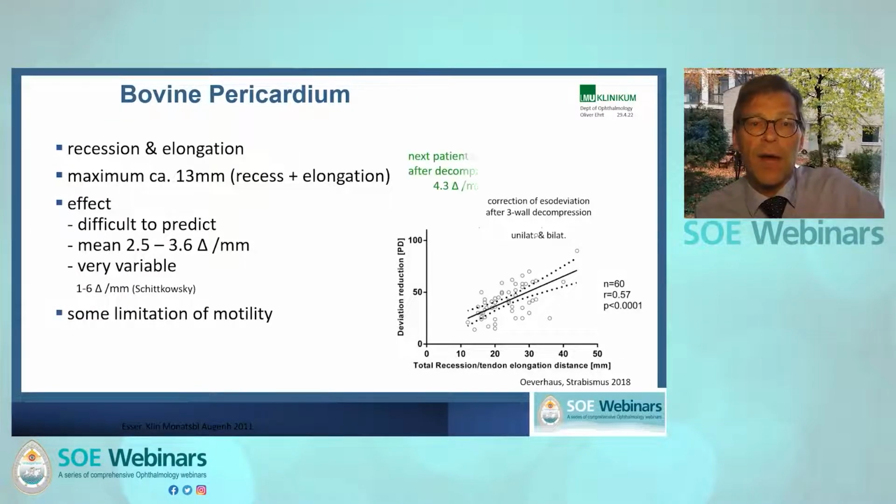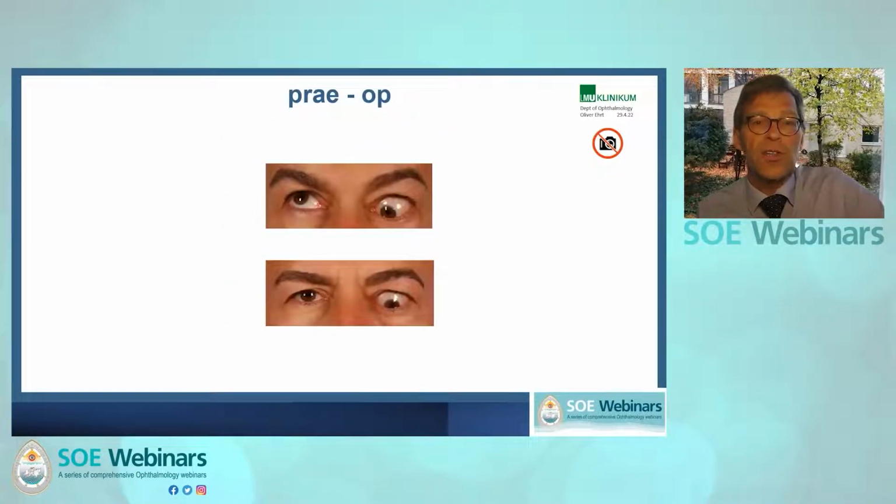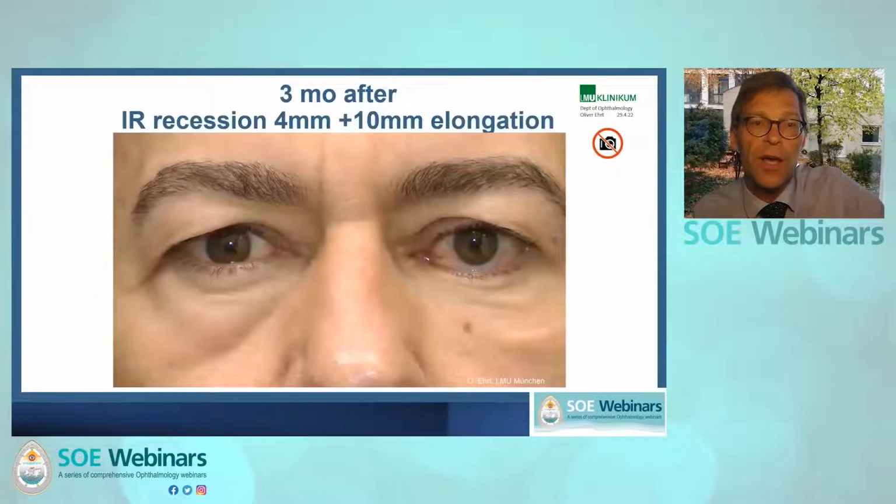And I will present a patient which I operated, a patient with Graves' disease who has a severe limitation of elevation of the left eye. So this is in primary position and up gaze. In side gaze, you see especially the limitation of elevation in abduction, typical of Graves' disease. So what I did in this patient was an inferior rectus recession of 4 millimeters and 10 millimeters muscle elongation. And this gave a very satisfactory result.